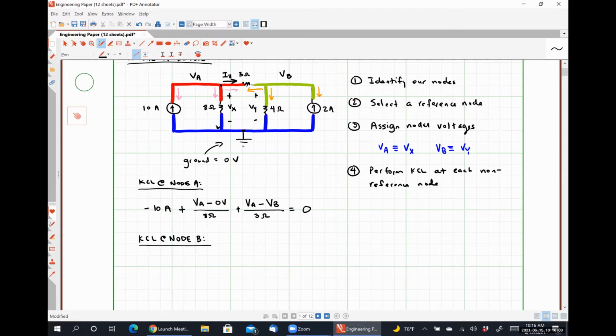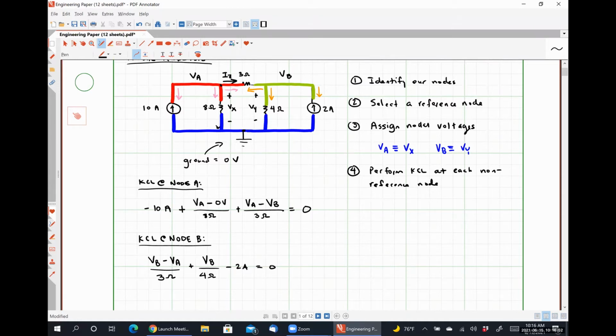So the current flowing from right to left through the 3-ohm resistor is going to be VB minus VA divided by 3 ohms. Is everybody okay with that? Yes, sir. All right. My current flowing down through my 4-ohm resistor is going to be VB minus 0, and I'm not going to write minus 0 anymore, divided by 4 ohms. And finally, my current flowing down through the 2-amp current source is negative 2 amps. And I set this guy equal to 0 as well.